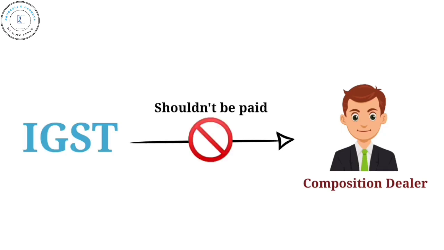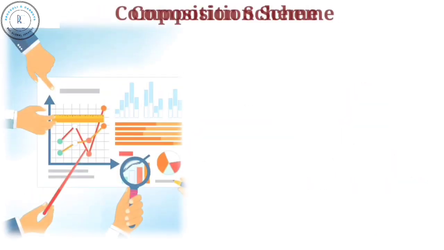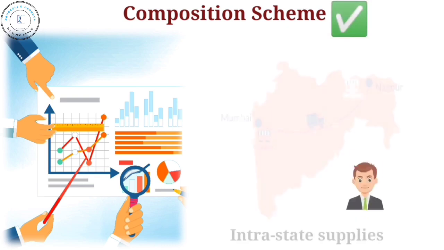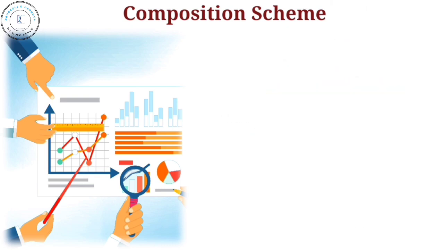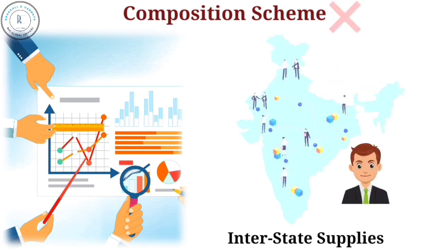IGST should not be paid by a composition dealer. Composition scheme is available only for dealers not doing interstate supplies. If a dealer is involved in interstate supplies, then they have to opt out of the scheme.